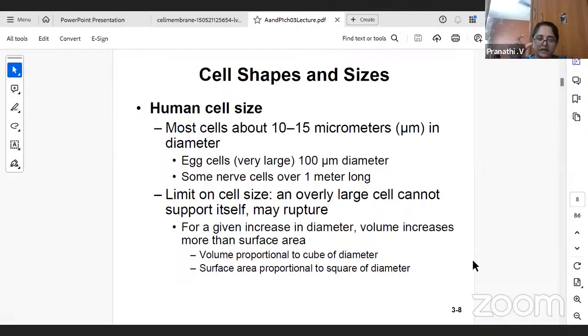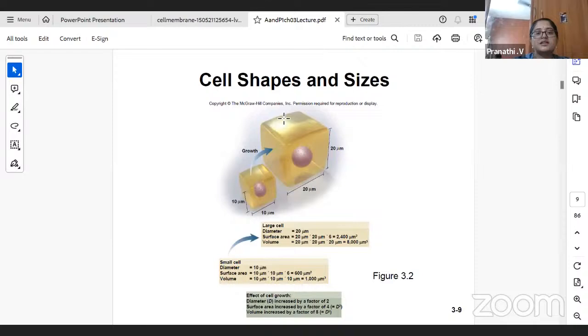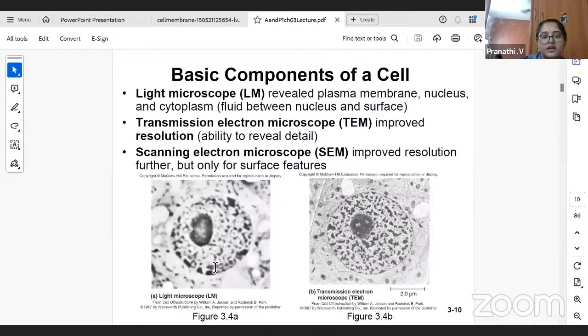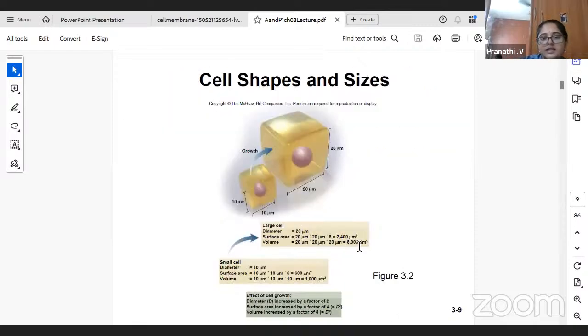So any increase in the diameter, the volume is also going to increase, and because of which the surface area will increase, because of which it is going to cause a problem as such. So this is the cell shape and size. If you see small cells and large cells, they're just given the basic rough surface area and the volume as such.